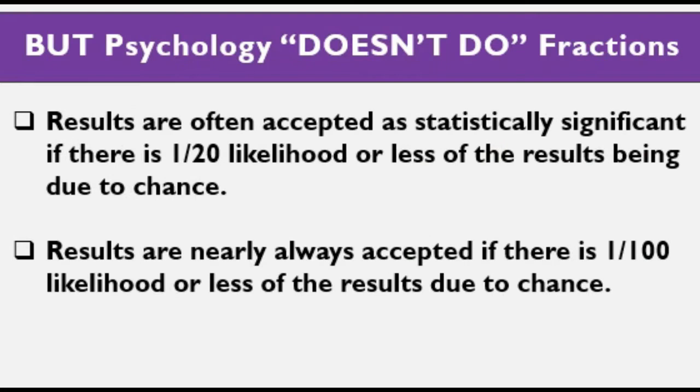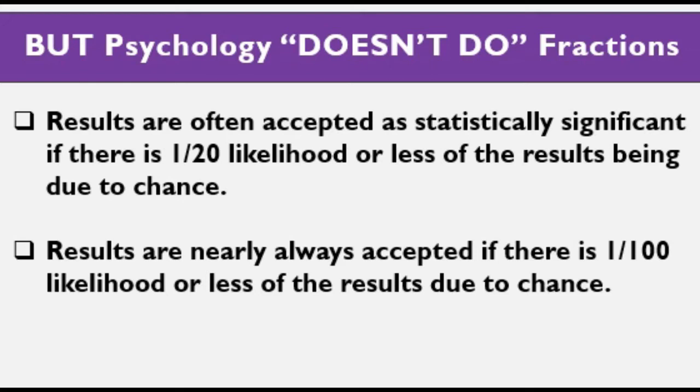But in psychology, we do not do fractions. Okay? In most research, results are often accepted as statistically significant if there is a 1/20 likelihood or less of the result being due to chance. Okay? Results are nearly always accepted if there's a 1/100 likelihood or less of the result being due to chance.